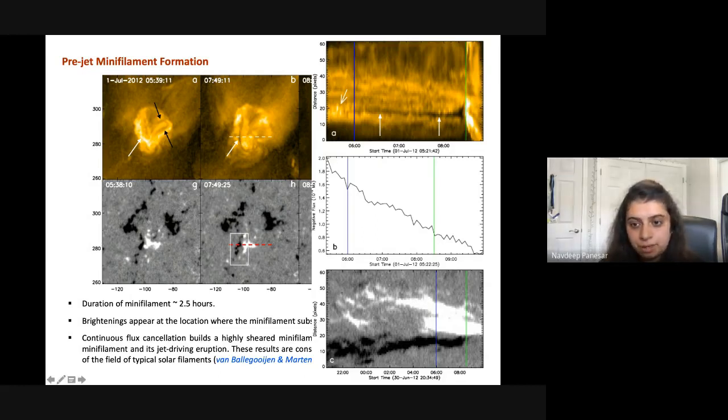As flux continues to cancel, you can see here, and it triggers the coronal jet eruption. And even after the eruption, the flux continues to cancel. At the end, there is no more negative flux at the base of the jet. So the same scenario of flux cancellation we observed in the remaining 9 events. We find that flux cancellation leads to the formation of pre-jet mini filaments. These results are consistent with the formation mechanism of typical solar filaments, for example, by models by Van Ballegooijen and Martens.